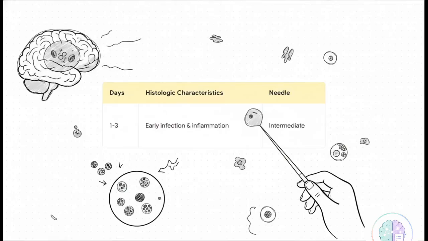In stage 1, early cerebritis, which spans days 1 through 3, the brain tissue is undergoing early infection and inflammation. At this point, the lesion is poorly demarcated. It just blends right into the surrounding brain tissue. Under a microscope, you'd see toxic changes in the neurons and perivascular infiltrates. Now, put yourself in the surgeon's shoes. If they were to insert an aspirating needle during this blurry, poorly demarcated stage, they would feel an intermediate resistance.